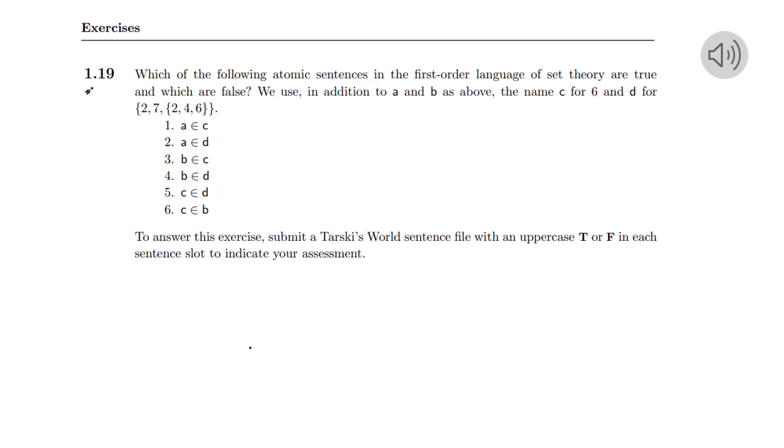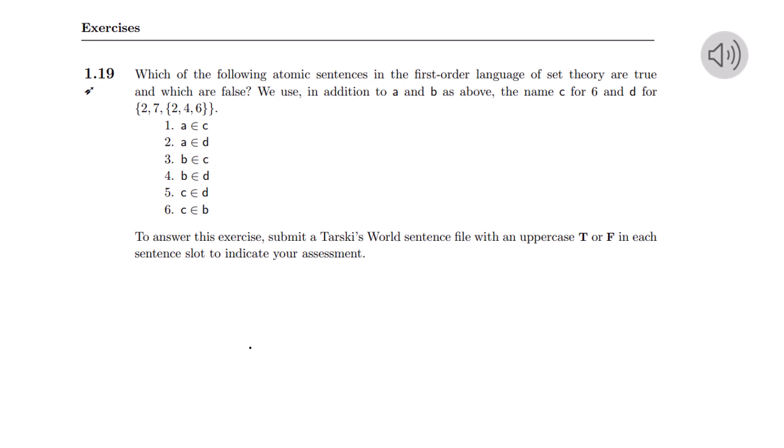Now, it's important to realize here that they've added in some constant symbols. So this isn't exactly the same language of set theory that we had mentioned in the previous slide, but instead, we've added in a few constant symbols. And in this case, they have symbols for A, B, C, and D. And in this case, C is a name for the number 6. And D is a name for this sort of complicated set here consisting of 2, 7, and then the set 2, 4, 6.